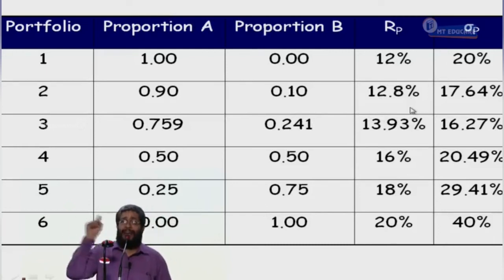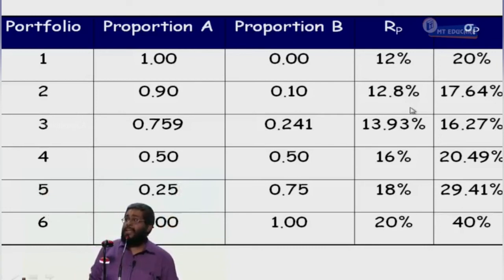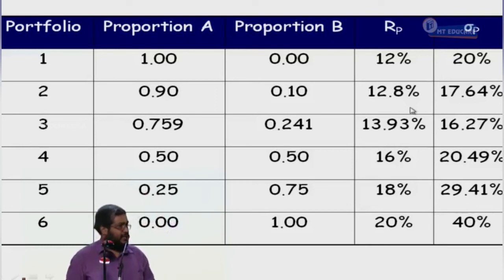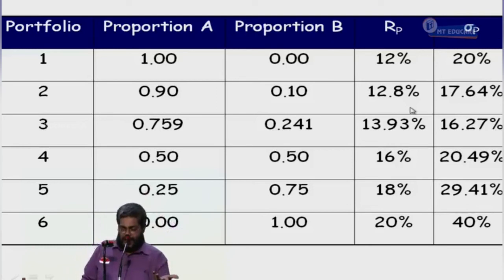12.8. Because the high return security boosted my portfolio return. But by injecting B, a high risk security, we expect the risk also to increase. But the risk has decreased to 17.64. Why? The question arises due to correlation, negative correlation, having a minus point. That is the technical answer. The logical answer is due to diversification.